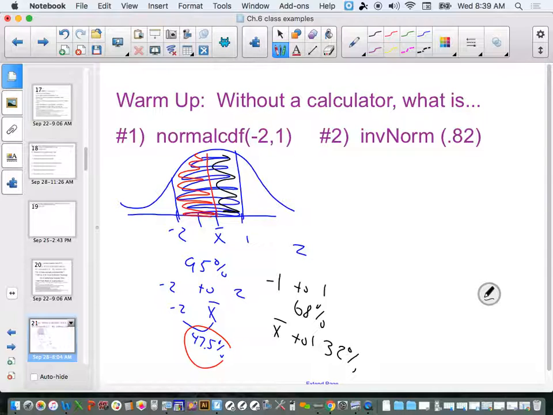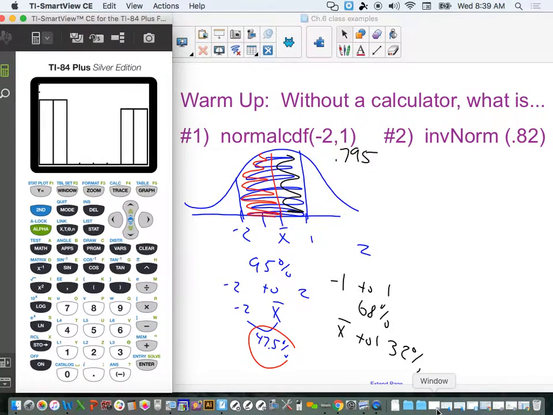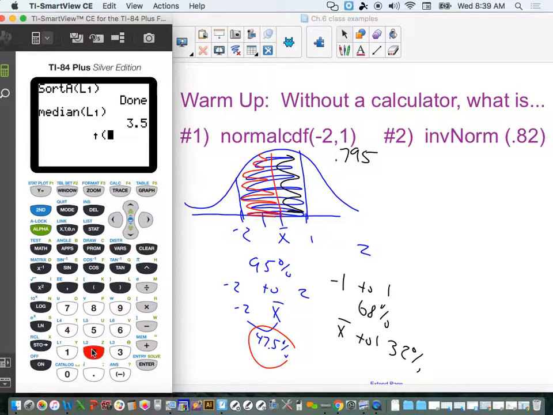was it 79.5%? And if you type that in the calculator, so you go to your distributions, second variables, in the distributions, do the normal CDF, -2, 1.